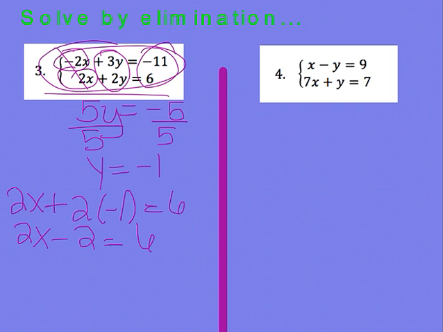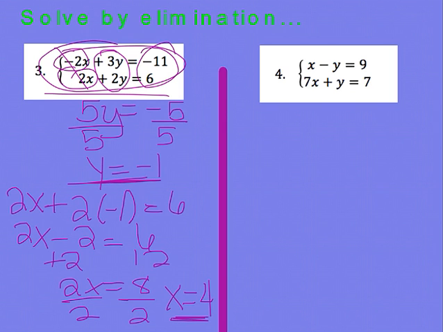So here I'm going to go ahead and add 2 to both sides. So then I get that 2x is equal to 8. Then I divide both sides by 2, and I get that x is equal to 4. So here I have two answers. X is equal to 4, and y is equal to negative 1. Again, I need to write that out as a coordinate point. So I'm going to write that out. First my x, and then my y. So my answer here is 4 comma negative 1.